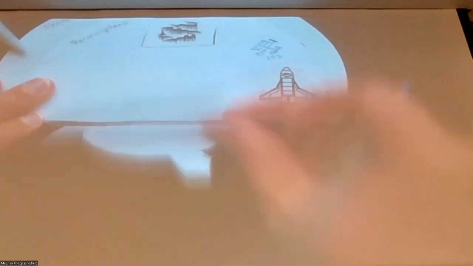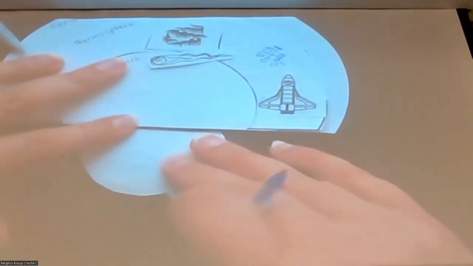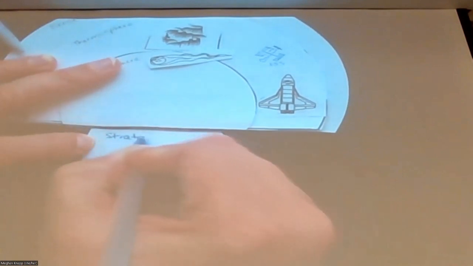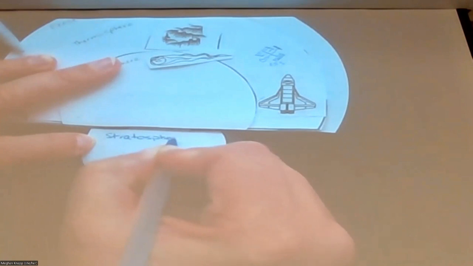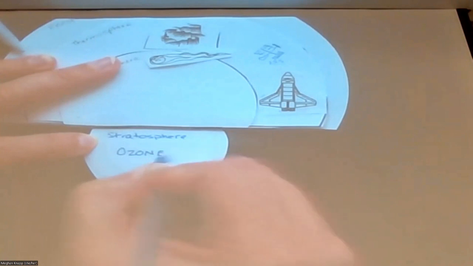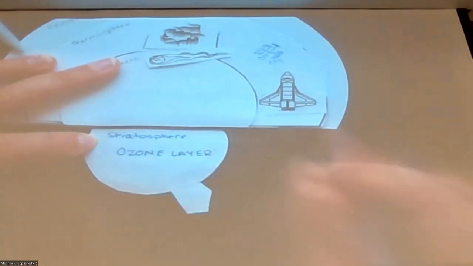Okay. So for the stratosphere, the key thing here is this is where the ozone layer is. In chapter 3, we are going to be talking about the ozone layer.